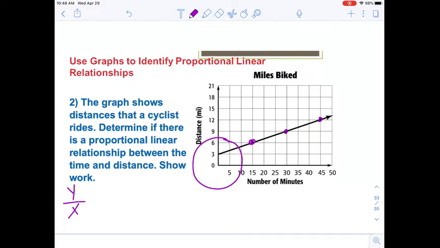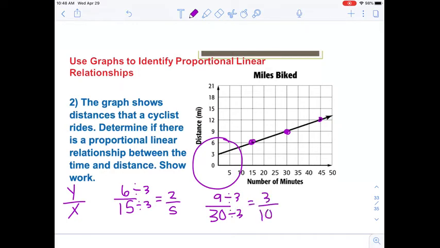So for this first point, it looks like we have 15 and 6. So 6 is our y value, 15 is our x value. I'm going to simplify this, divide each by 3, and I'm left with 2/5. And then my next point, my y value is 9, and my x value is 30. Simplify this, and I'm left with 3/10. Well, 2/5 and 3/10 are not the same. The ratio is not consistent, so it is not proportional.